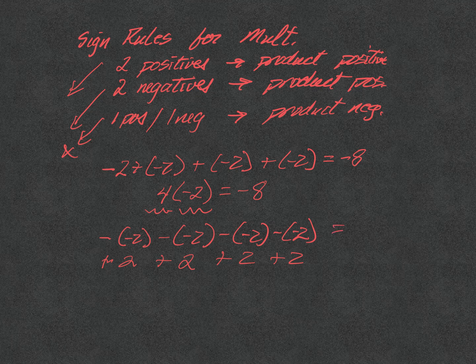And so this thing here, which was equal to negative 4 times negative 2, where we're subtracting negative 2 4 times, we can see by addition is equal to a positive 8. And so therefore a negative times a negative is a positive. And this is one of the ways you can maybe remember if you forget those rules. All right? Okay, so let's go on.